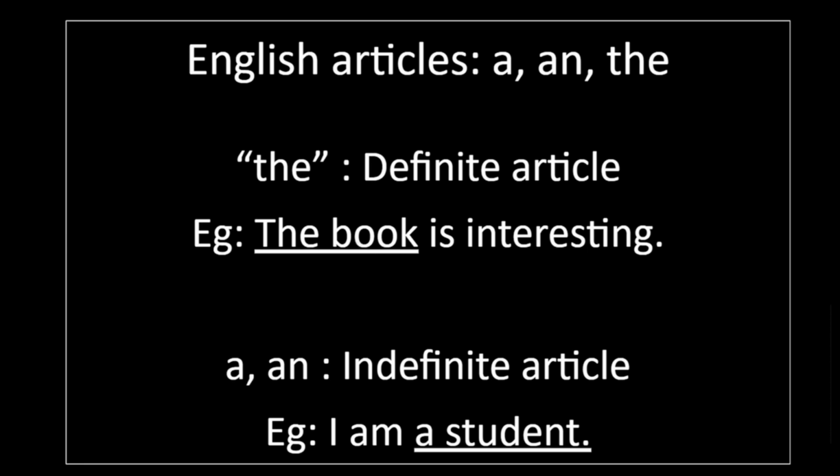In case something is new to you or unknown to you, in that case you will use the indefinite article, that is a or an. For example, I am a student. Similarly, I need an apple. Again, an apple. Why? You're not particular about some apple, right? It is, as of now, not known to you, so you just need an apple.